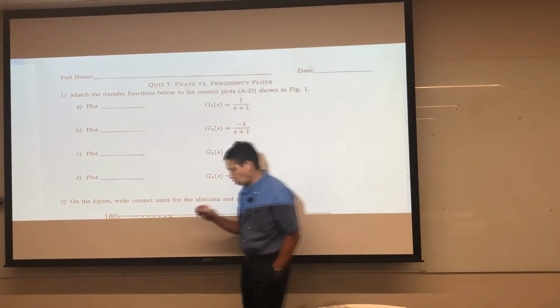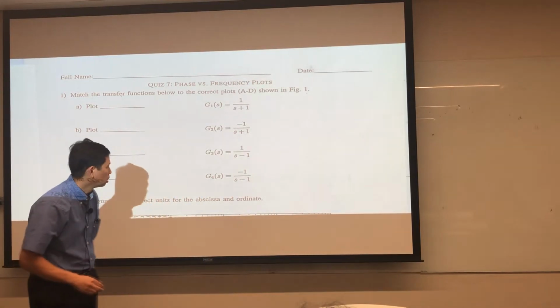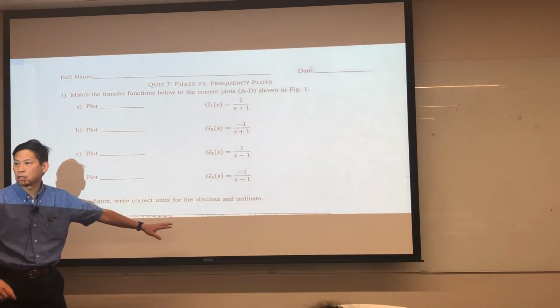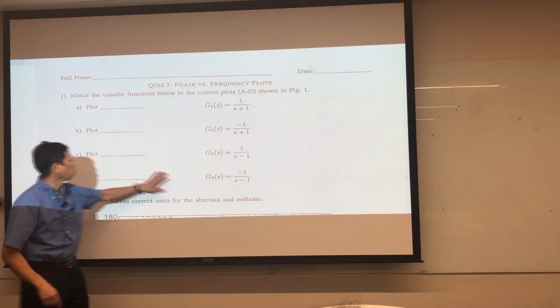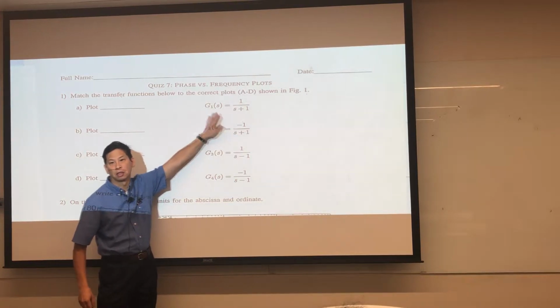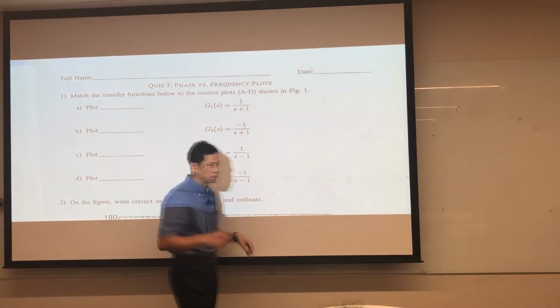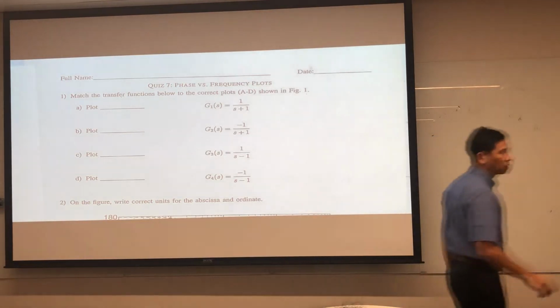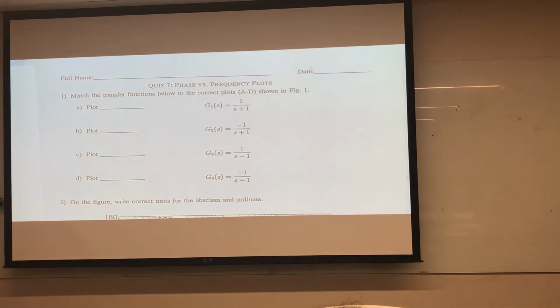So here's the object. The quiz at the time was that you're given a bunch of frequency responses, plotted at the bottom. If you're just coming in, pick up a worksheet. What we want to do is match A, B, C, or D to each of these. Okay? I think it'll be a quick meeting today.